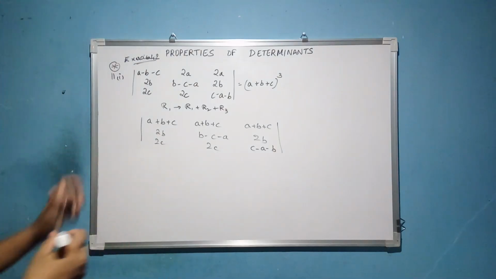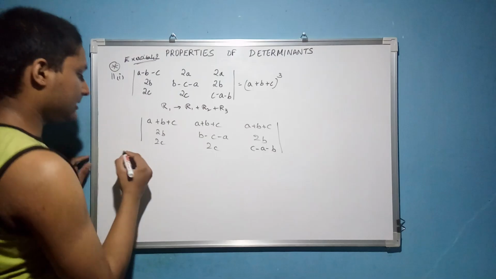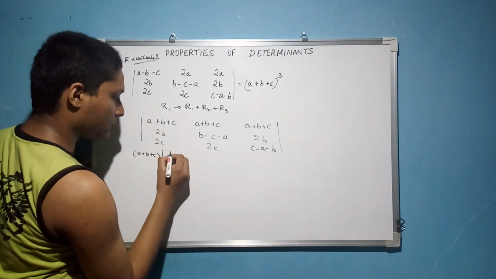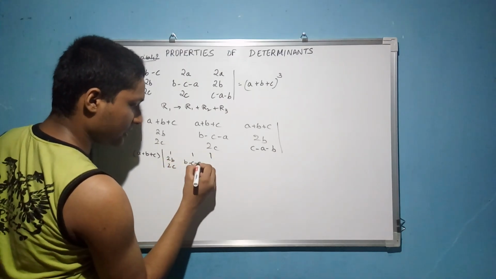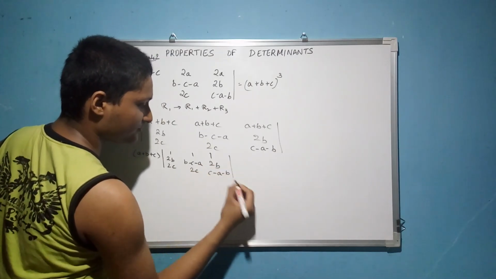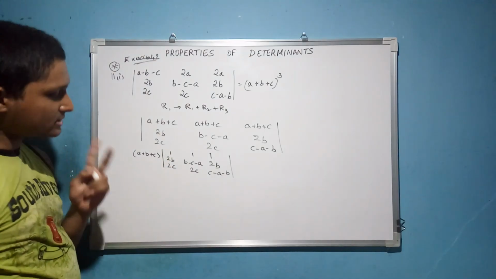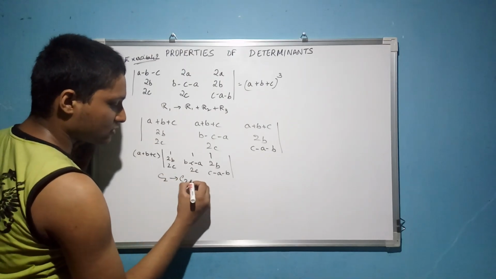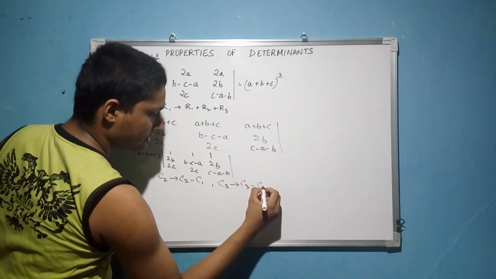minus b. So now we got a plus b plus c in the first row, so we can take that out. So we are going to get a plus b plus c into 1 1 1, 2b, 2c, b minus c minus a, 2b, 2c, c minus a minus b. Now the step is to just make 2 zeros. For that, I need to use the same method: C2 becomes C2 minus C1 and C3 becomes C3 minus C1.